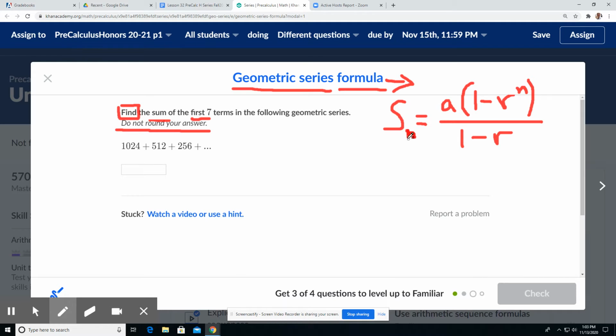I would really recommend writing this down in a cheat sheet until you have it memorized. Every time you use it, you should write it out to help you memorize it. And if you keep forgetting what these variables represent, include that in your cheat sheet. A is the first term, R is the common ratio, N is the number of terms.